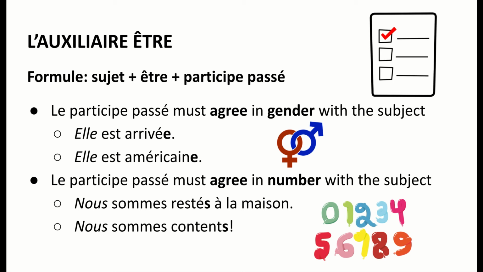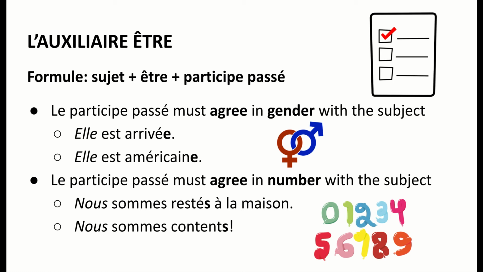Another issue with the past participle is that le participe passé must agree in number with the subject. Nous sommes restés à la maison. We stayed at home. Nous is plural, so because nous is plural, we have to have an S at the end of rester. In the same way, if we were saying, we are happy, nous sommes contents, we have to have an S on content. You will not always hear these, right?